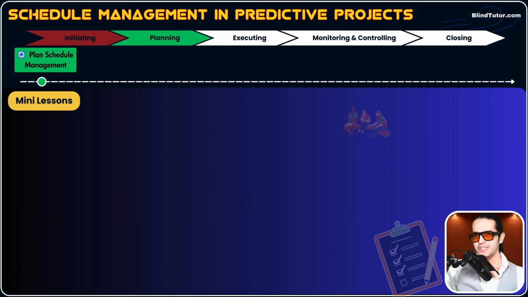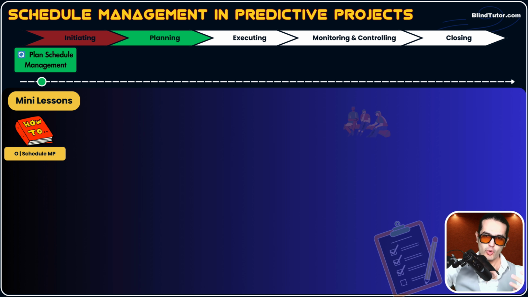Awesome. Let's continue our mini lessons. Look up there, guys. Schedule management in predictive projects. What phase? Planning phase. What process? The first one, plan schedule management process. And we are in outputs. So we reviewed all of those inputs. We applied 3 different tools and techniques to create one document. And that document is the how-to guide for schedule, or so-called schedule management plan.